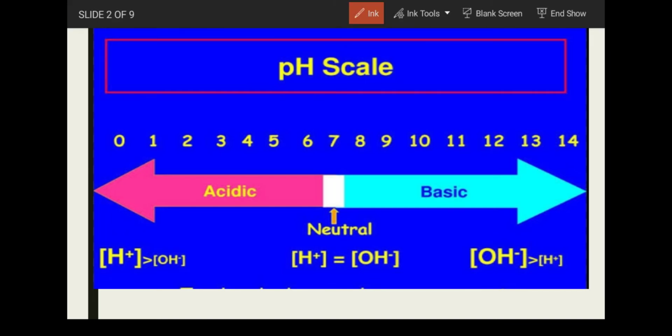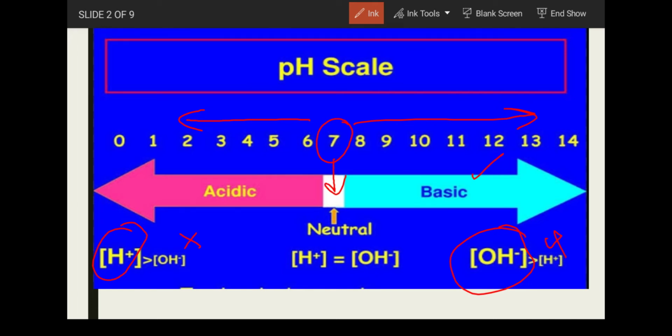As we know, as we go from 6 to 1, acidity increases because of the production of more H+ ions than OH- ions, and as we go from 8 to 14, basicity increases because of the production of more OH- ions than H+ ions. Here at 7, it is neutral because of equal production of hydrogen ions as well as hydroxide ions. H+ ions and OH- ions are equal in that case, which is why it is called neutral.